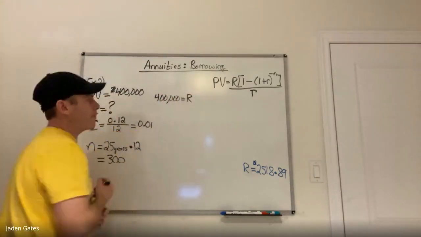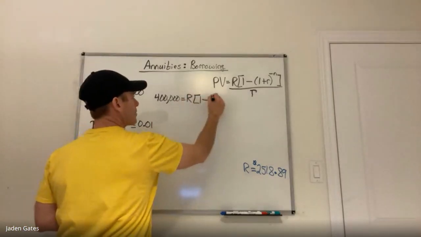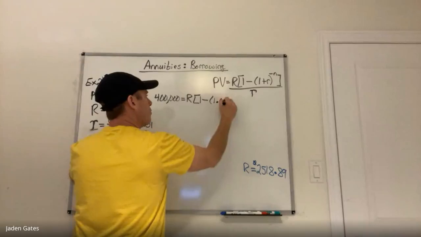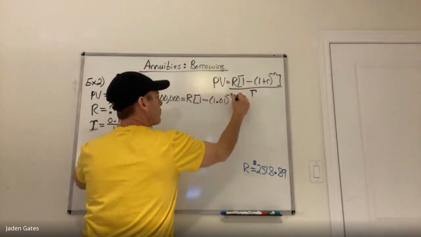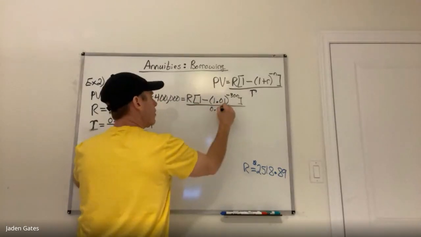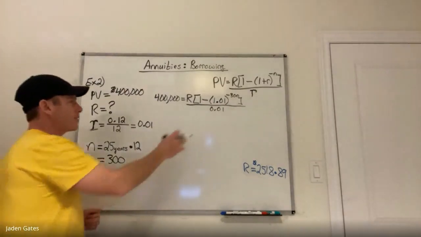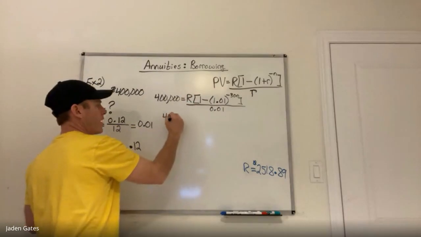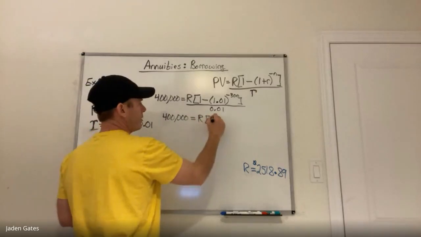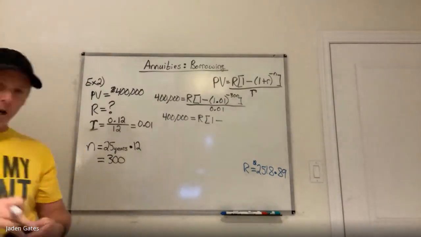Your regular payments, well, we're going to change that. In square brackets, I have 1 minus 1 plus r, which in this case is just 1.01, and again it's to the power of negative 300. And of course, a common mistake: I can't forget my monthly interest rate down here of 0.01. So we get 400,000 equals R, then I have to take 1 minus 1.01 to the power of negative 300.